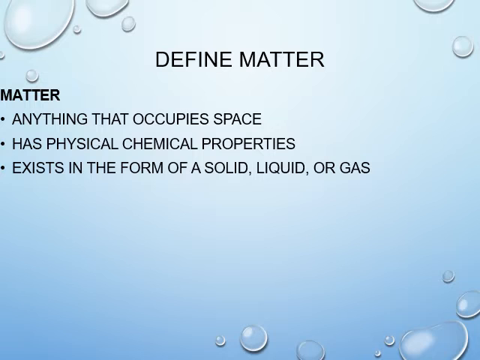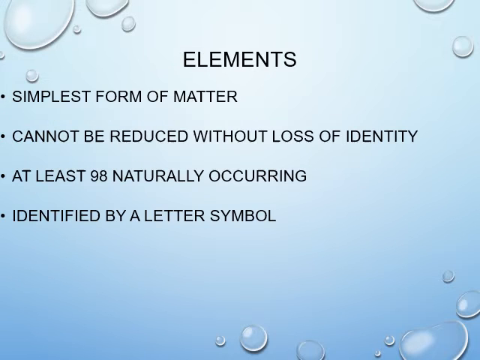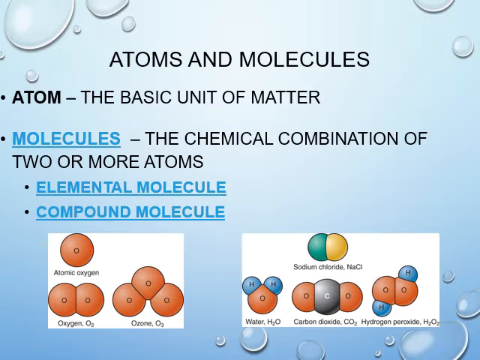Define matter. Matter is anything that occupies space, has physical and chemical properties, and exists in the form of a solid, liquid, or gas. An element is the simplest form of matter. It cannot be reduced without loss of identity. There are at least 98 naturally occurring elements, and they are identified by a letter symbol. Atoms and molecules: atoms are the basic unit of matter. Molecules are the chemical combination of two or more atoms.